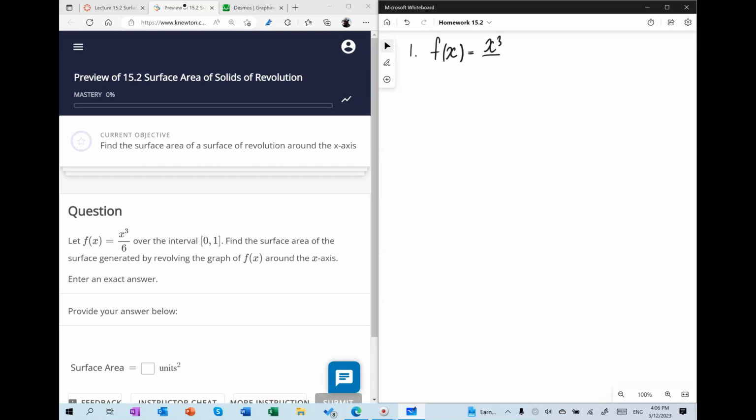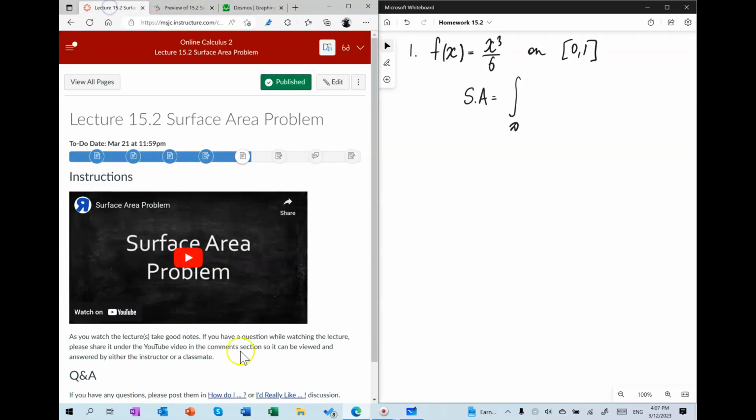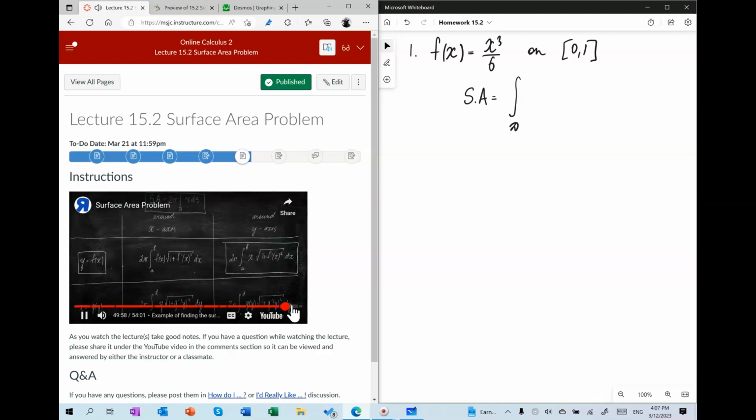to find the surface area of the surface generated by revolving this graph around the x-axis. And we are going to use this universal formula for the surface area. And you can find this formula in the lecture in the very last few minutes of it.